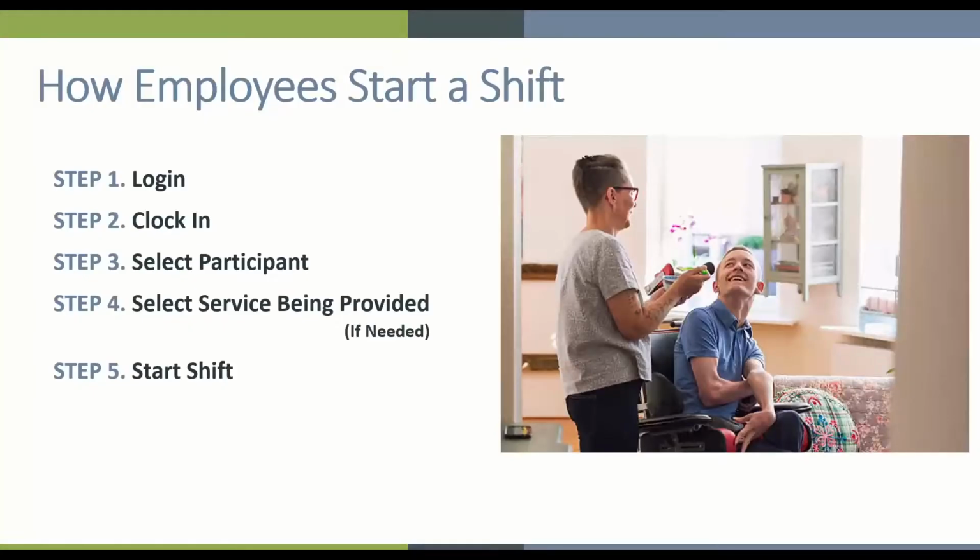Now, the helicopter perspective is that the employee logs into CellTrak, clocks in, selects the participant they're delivering services to, and then they select the service that they are providing, as applicable. Okay, so that might not pop up depending on the waiver of the participant. And then that employee would start their shift. So let's take a look at each step.